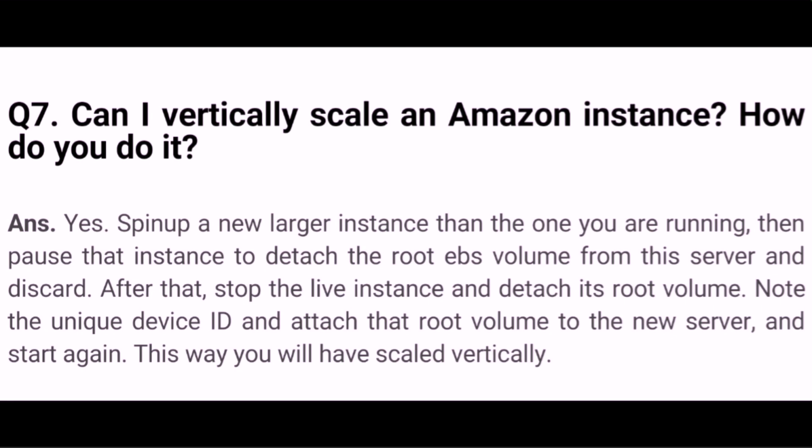Can I vertically scale an Amazon instance, and how do I do it? Yes, you can scale an Amazon instance vertically. Spin up a new larger instance than the one you are running, then pause that instance to detach the root EBS volume from the server and discard. After that, stop the live instance and detach its root volume. Note the unique device ID and attach that root volume to the new server and start again. This way you will have scaled vertically.